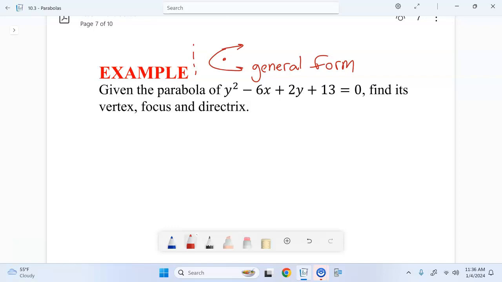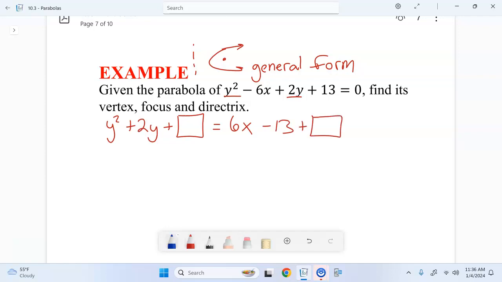So now we need to complete the square. We need to group the terms that we want to make a perfect square trinomial to one side and move everything else to the other. Y squared plus 2y. Let's have our box for completing the square. And then we'll add 6x and subtract 13 to move it to the other side. And again, let's not forget the box. How do I figure out what goes in that box again? b over 2 squared. What is that going to end up equaling? 1.